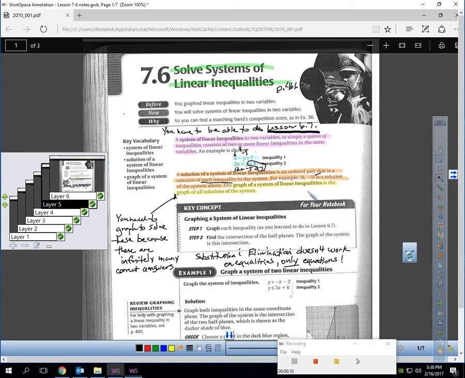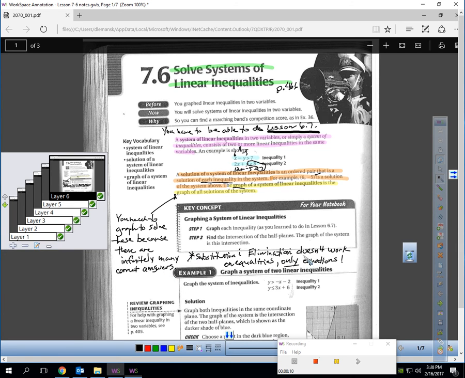The graph of a system of linear inequalities is the graph of all solutions of the system. Now you notice they use the term graph here. The only way you can solve a system of linear inequalities is to graph. So I put this note here. You need to graph to solve these because there are infinitely many correct answers. Remember, when there are infinitely many correct answers, the only way I can really show them all is to graph them. It's impossible to write them all out.